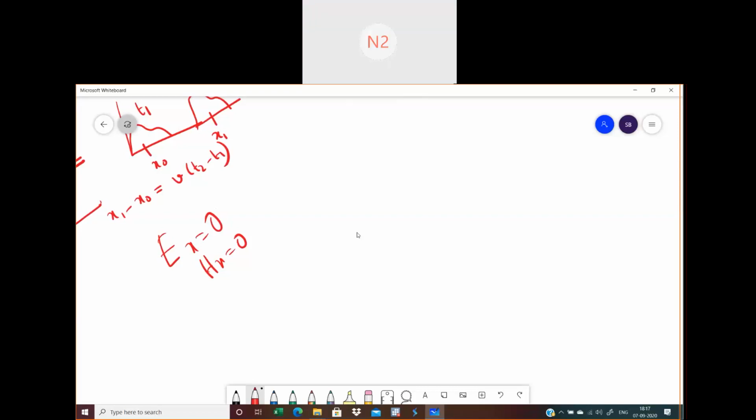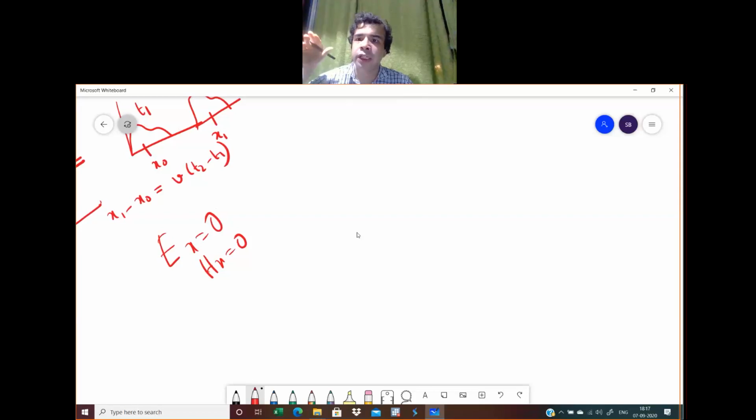There cannot be any component of E or H in the direction of propagation of the wave, for uniform plane waves only. For guided waves, it is possible. In the 7th semester, when we study microwaves, we will find waveguides, where there could be Ex or Hx in the direction of propagation. But in the case of uniform plane waves, it is not possible to have any electric or magnetic field in the direction of propagation. Is this concept clear?